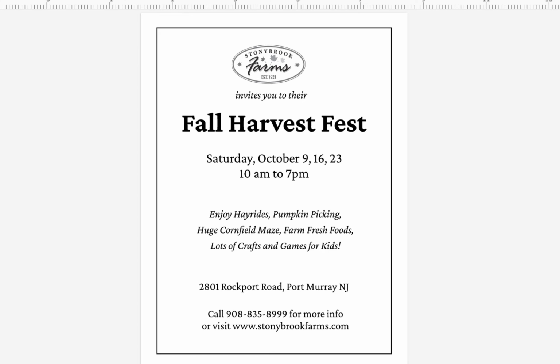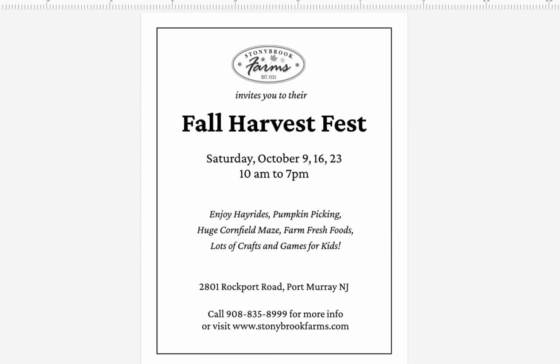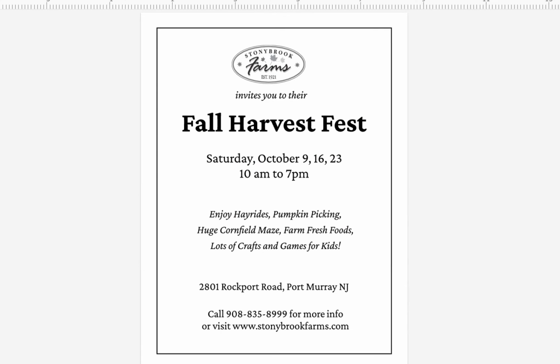Now, for one thing, it's horizontal instead of vertical, so that's going to change the way we lay out our information. And if you think about billboards, we have a shorter attention span as far as seeing the information, taking it in, and even grabbing people's attention. They're not going to be reading a lot of words and a lot of copy while they're driving, so we're going to try to really simplify things. And we may have to take out some copy. We may have to adjust some things.